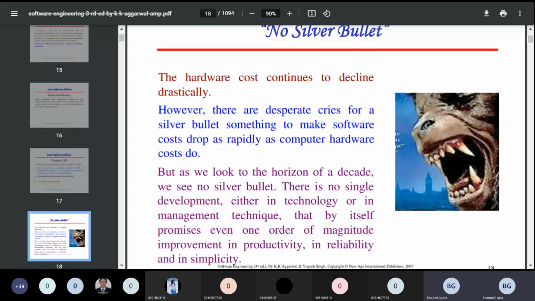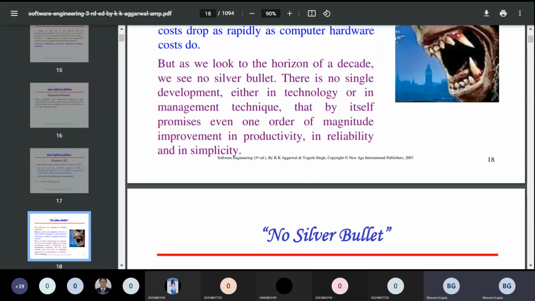However, there are desperate cries for a silver bullet, something to make software cost drop, but it's not the case. The software cost doesn't drop. Even if they hire a software developer and say that I want a small piece of code in React, which the company is demanding, then a freelancer will demand, okay, I'll take 80,000 and make something like this. So you can see that our software cost doesn't decline. Okay, so there's no silver bullet, and so we have to work in this line.